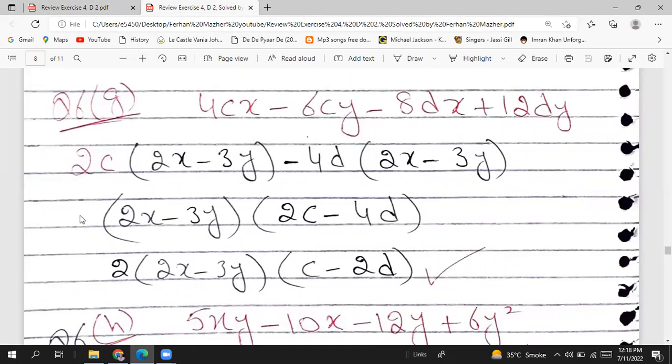From the last two terms, minus 4d is common. Inside the bracket, you are left with 2x minus 3y. Now I will take that bracket 2x minus 3y common. From here, you are left with 2c, from here minus 4d. Now from here, you can take 2 common and you will have 2x minus 3y times c minus 2d. I have taken 2 common from here. That's the rule of the factorization.